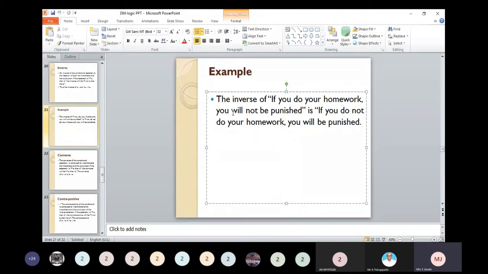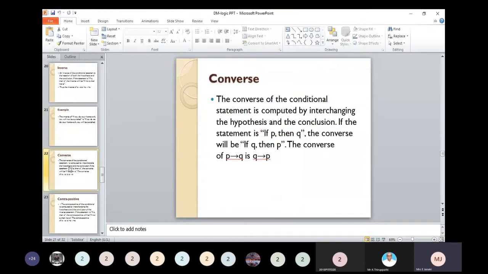And what is the conclusion here? The given conclusion is what? You will not be punished. This is the conclusion. Take down the negation for this: you will be punished. This is the negation of the second statement. And write down the conditional statement for these two. If you do not do your homework, then you will be punished. This is the inverse of the given statement. Okay, next.